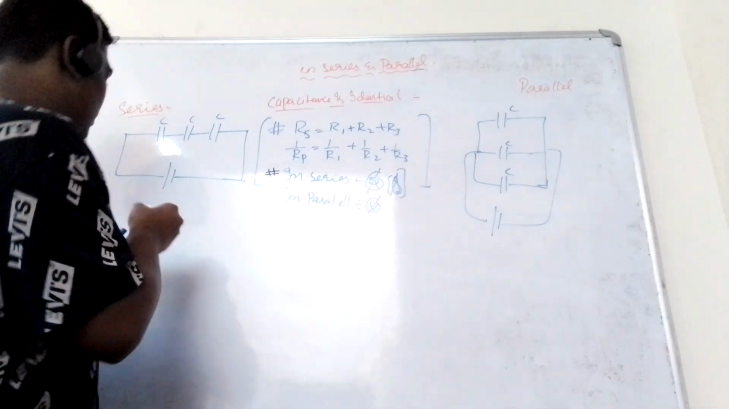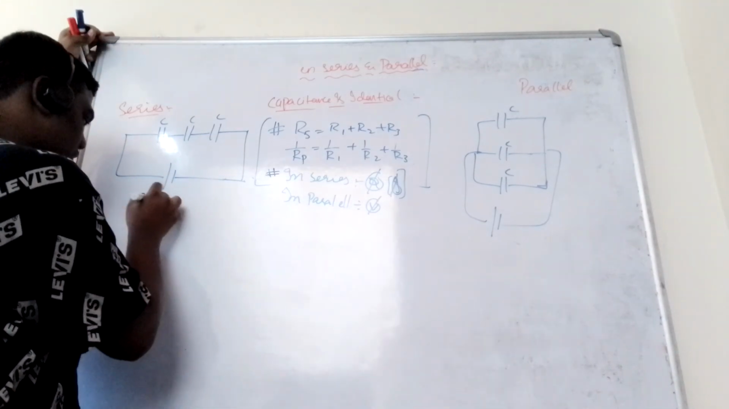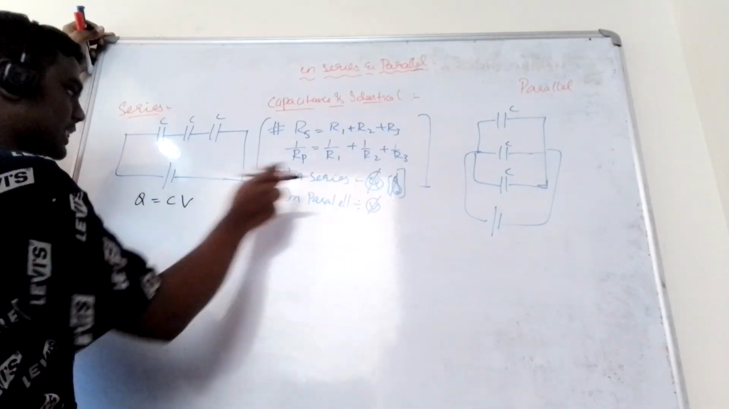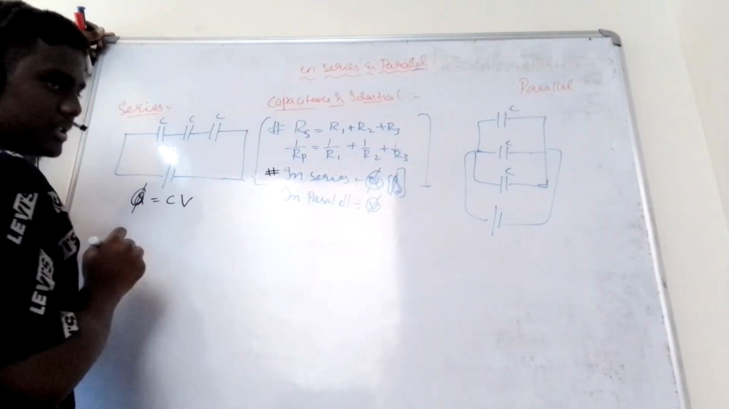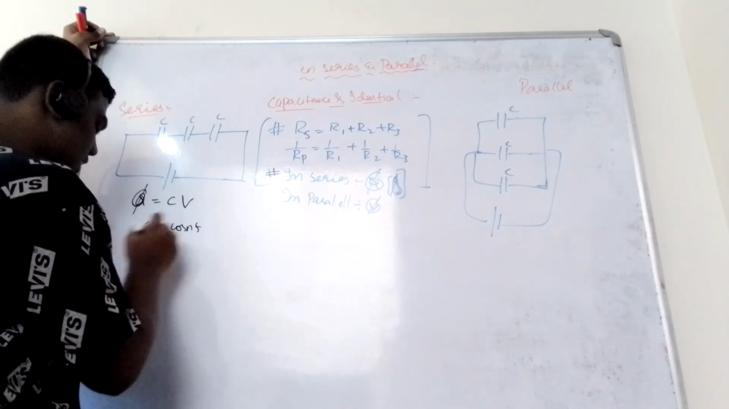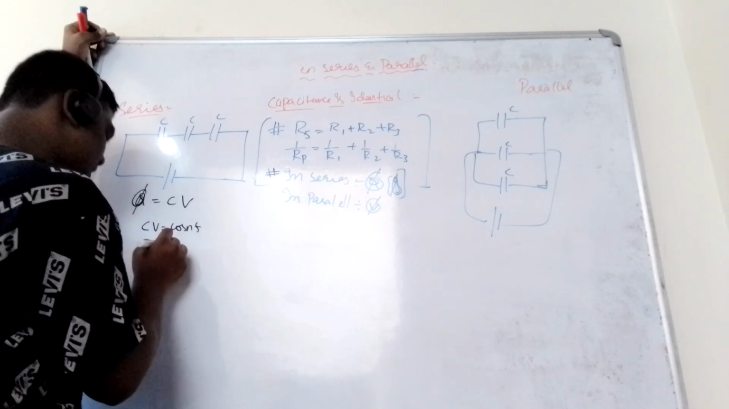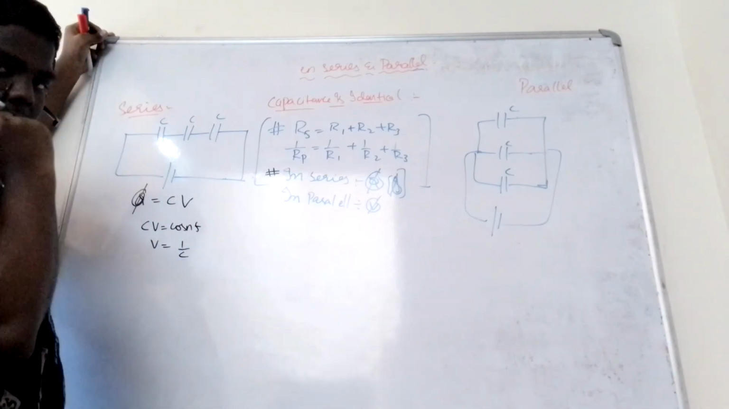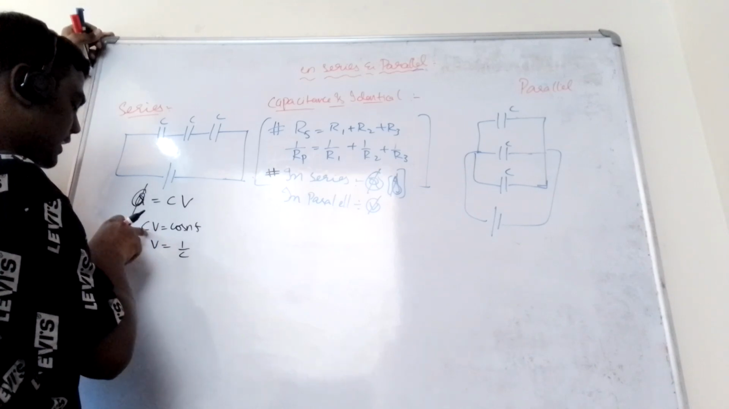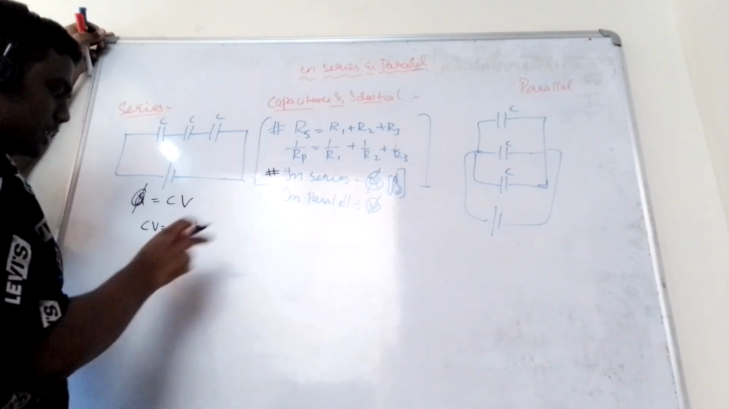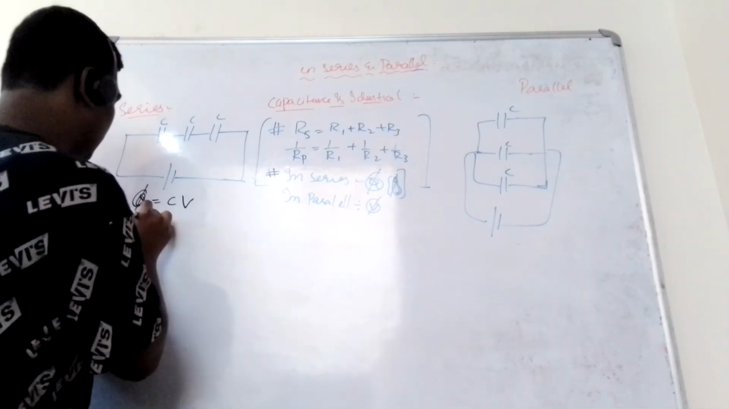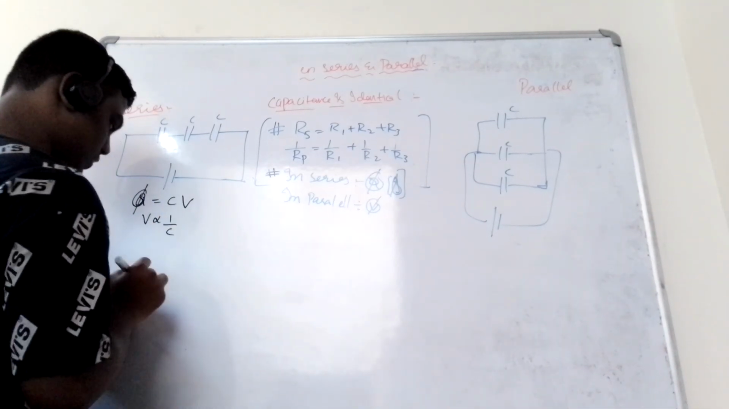Now putting down the basic formula, Q is equal to CV. Correct? Now this is in series, so in series can I say Q remains constant? Q is remaining constant. Now can I say CV is equal to constant, and can I say V is equal to 1 by C? Right or not? V is equal to 1 by C, because CV is constant, I am sending C to this side, neglecting the constant, so we get V is equal to 1 by C. So V is inversely proportional to C.